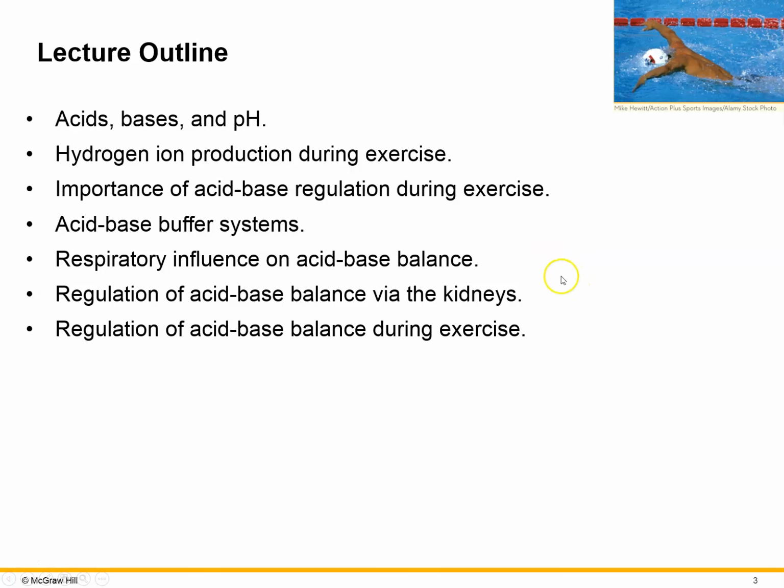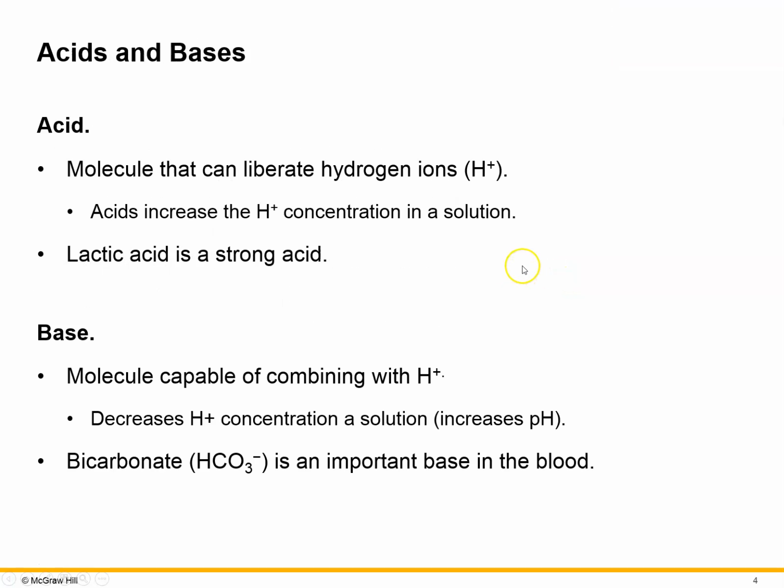Here's a quick outline of topics that you can use as a guide as you're studying later on going through the chapter. So, acids and bases. For our purposes, we're going to define an acid as a molecule that can release hydrogen ions into solution. So you dissolve it, hydrogen ions come out, or you form it, hydrogen ions are released. What we mean by acidity is an increase in the concentration of hydrogen ions. So lactic acid, when it's formed from pyruvic acid, releases hydrogen ions into the surrounding solution. So that's why it's called an acid.